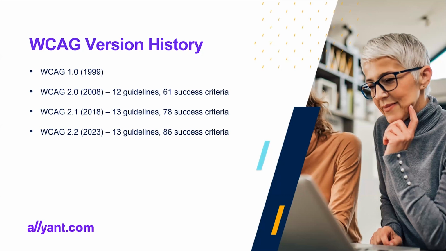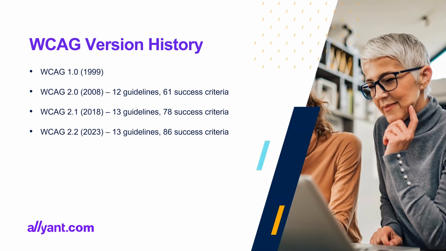So again, 2.0 had 12 guidelines and 61 success criteria. 2.1 came out in 2018. It added an additional guideline and more success criteria, so now it had 78 success criteria. And now WCAG 2.2 has added 9 additional success criteria, and it has 13 guidelines and 86 success criteria.